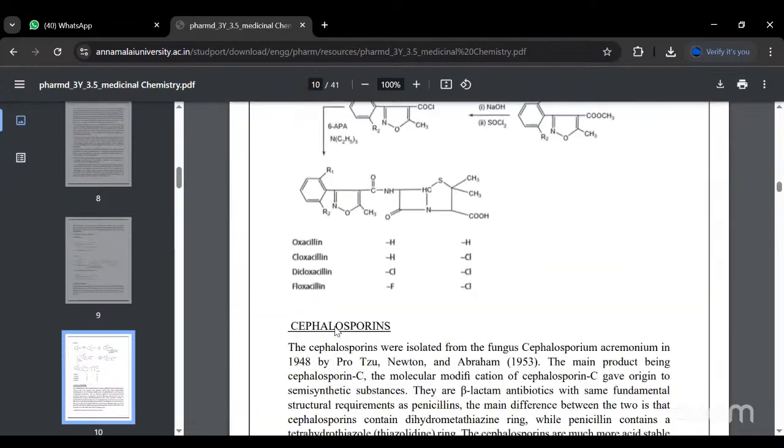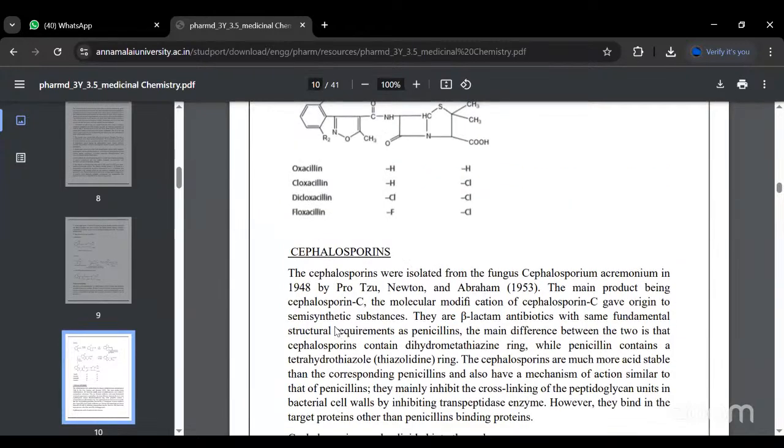And next, coming to the penicillin-related cephalosporins. The cephalosporins were isolated from the fungus Cephalosporium acremonium in 1948, and by Newton and Abraham in 1953. The main product being cephalosporin C.